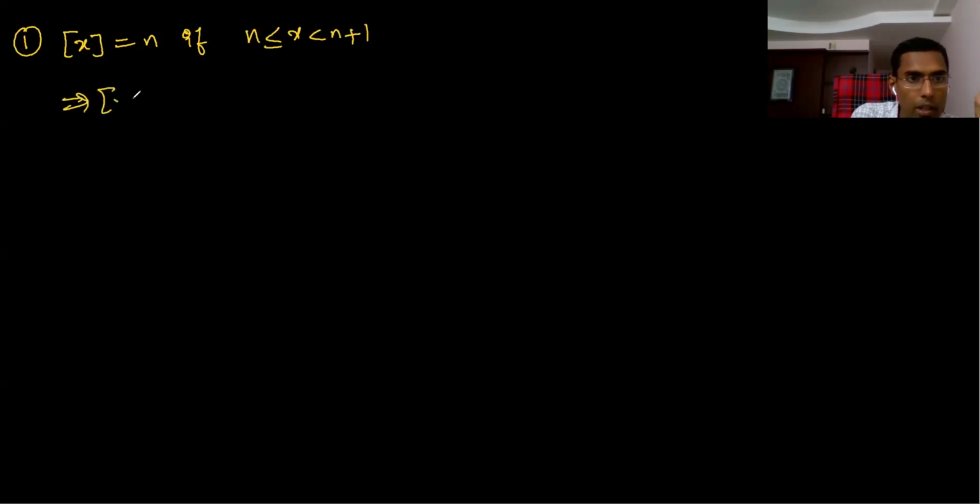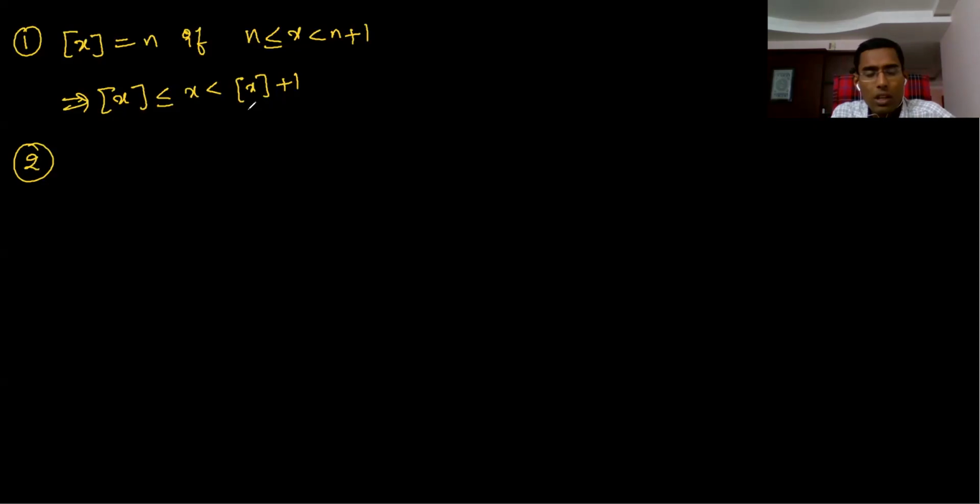So, properties of the integral part of x. Integral part of x means equal to n if x lies between n and n plus 1. From this, what I can write is, here n is bracket x. Bracket x is less than or equal to x, less than bracket x plus 1. That means bracket x is always less than or equal to x, and x is less than bracket x plus 1. That's the first property I told, from the basic definition. That is the reason I told you that first.